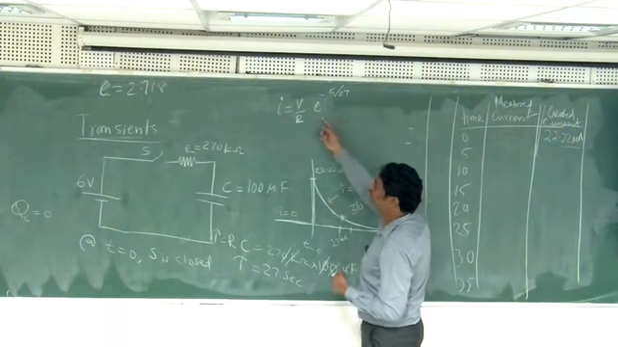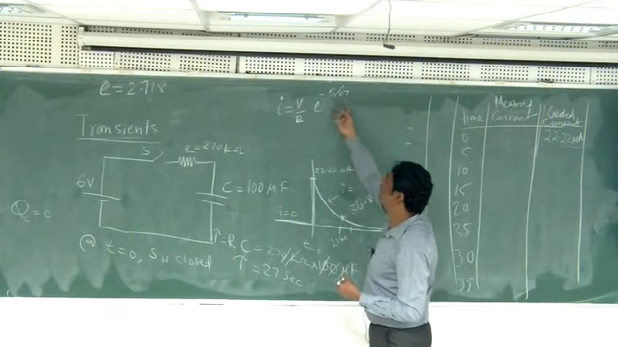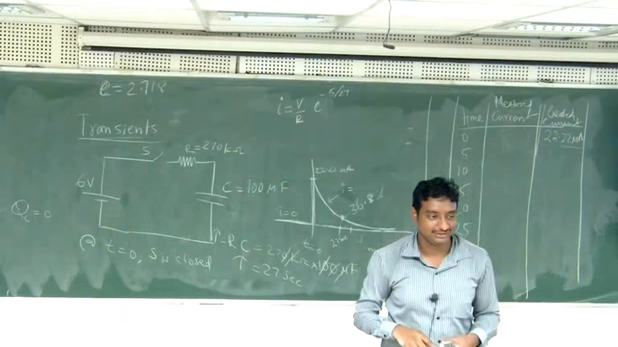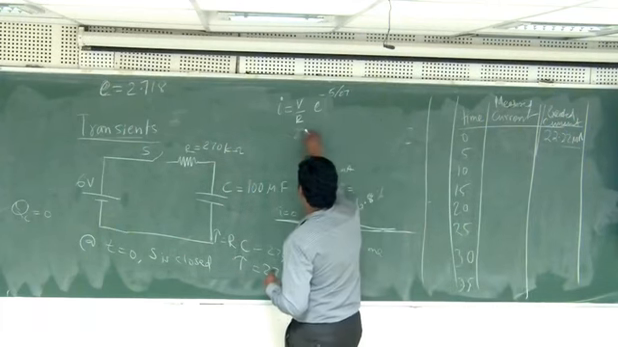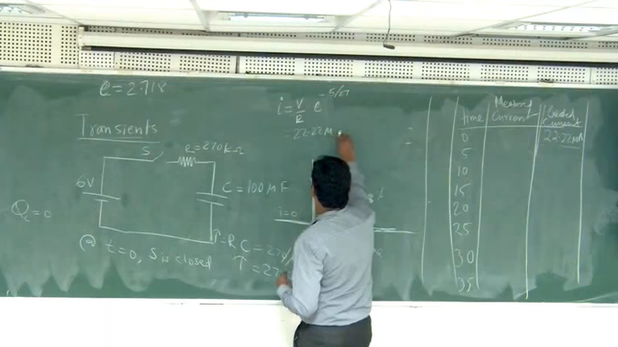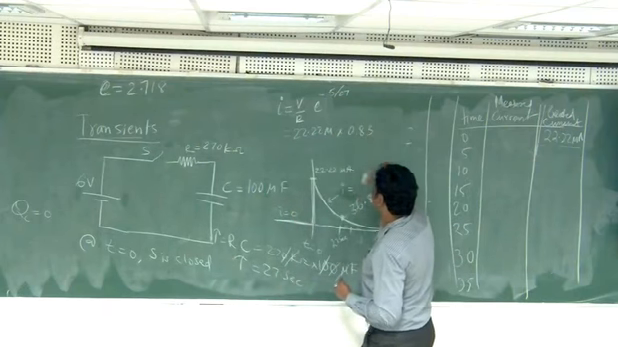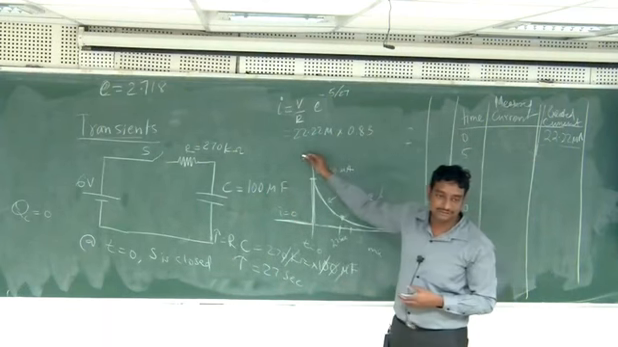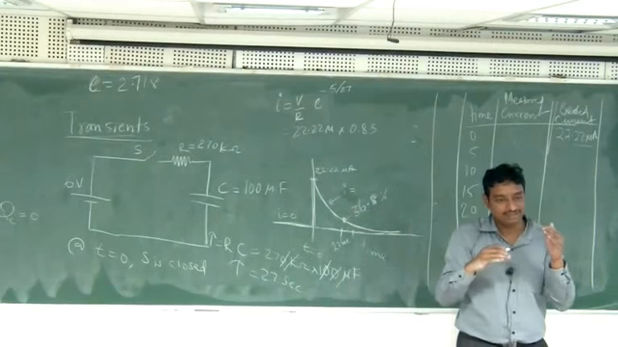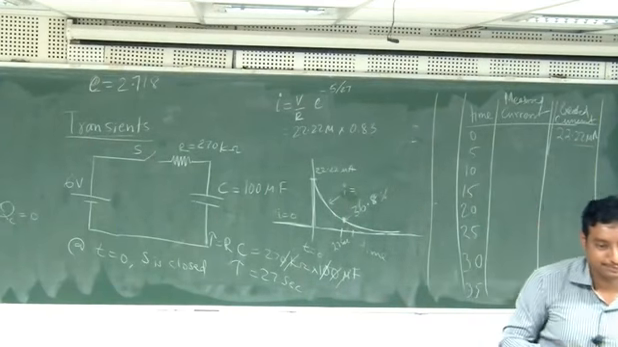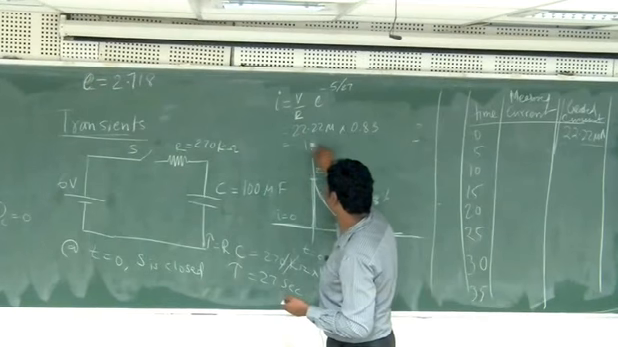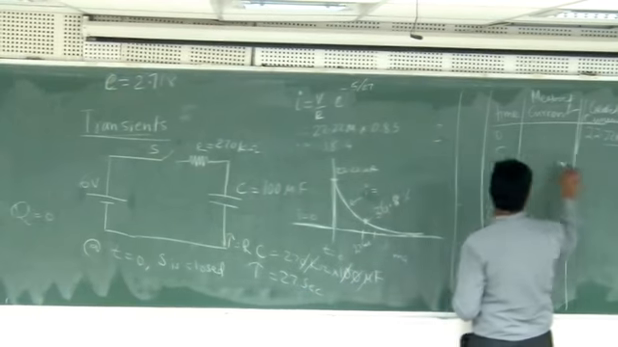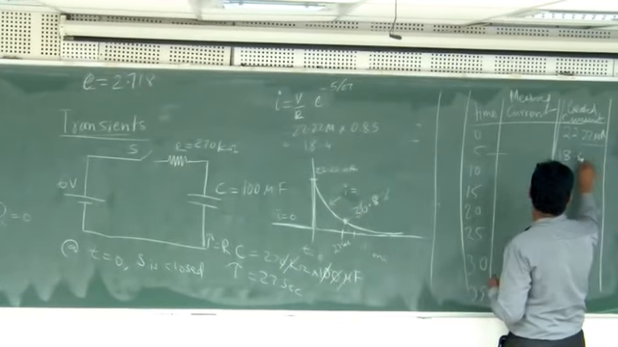Yeah. So 2.718 to the power of minus 5 by 27 is 0.83. So 22.22 micro into 0.83. So it is 83% of 22.22. The current falls to 83% in 5 seconds. So I am expecting after 5 seconds 18.4 micro.